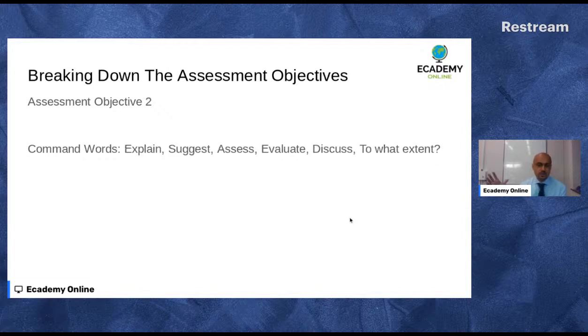For assessment objective 2 questions and potentially 3, okay, you need to explain or suggest, assess something, evaluate something, discuss something, or argue a perspective to what extent something is important or not important. Now, each one requires you to do something different. So in the examples I give you today, we're going to focus on one particular command word, and in future sessions, we'll look at other examples, for example, assess or evaluate or discuss, and see how we can answer those, because each one of them will require a different style of you demonstrating your understanding and knowledge.